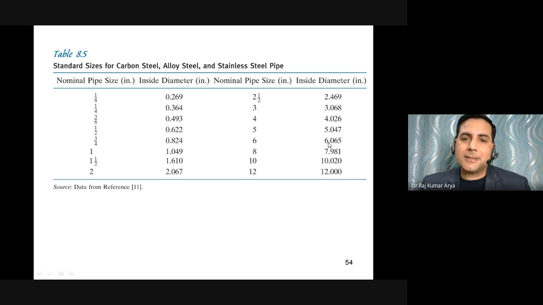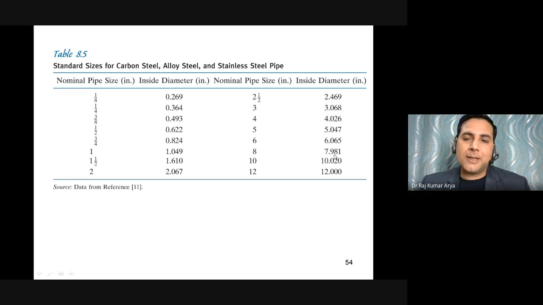Just like this, if you are calculating a diameter of 8 inch, 8 inch is not available. What is available is 7.9 inch. Getting the point? So you have to always see what diameter is coming from your calculation. Is it available or not? So you have to see this table, and you have to always take the higher side of that.